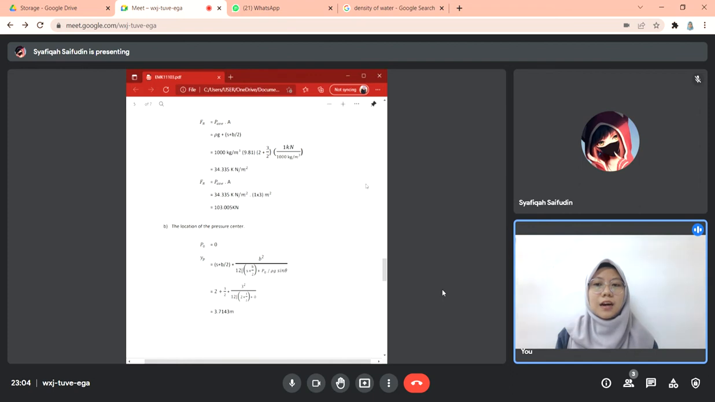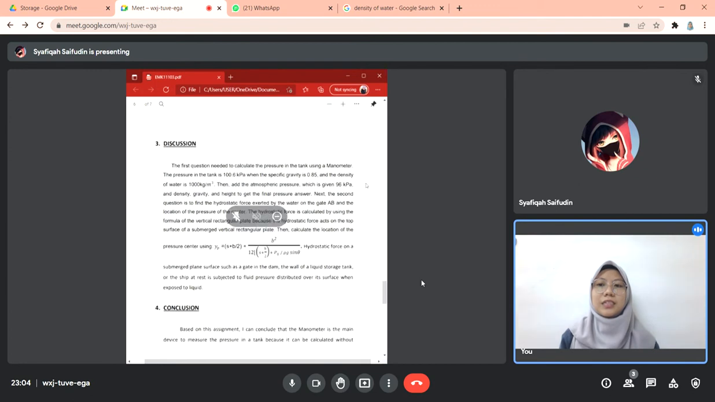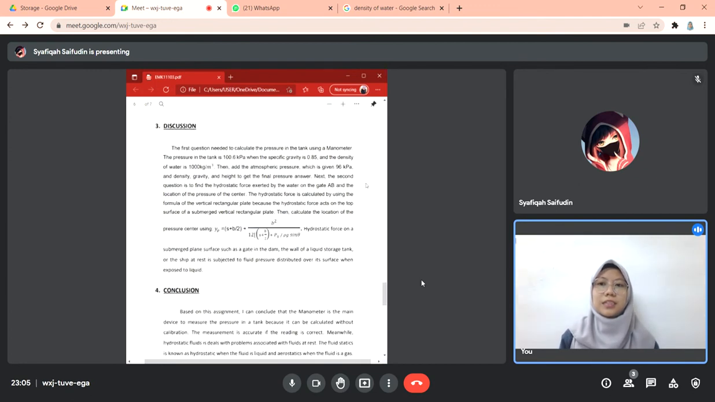P naught is 0 because there is no degree. So the YP is 2 plus 3 over 2 plus 3 squared over 12 times 2 plus 3 over 2 plus 0, because there is no angle, there is no degree. So the last answer is 3.7143 meter.